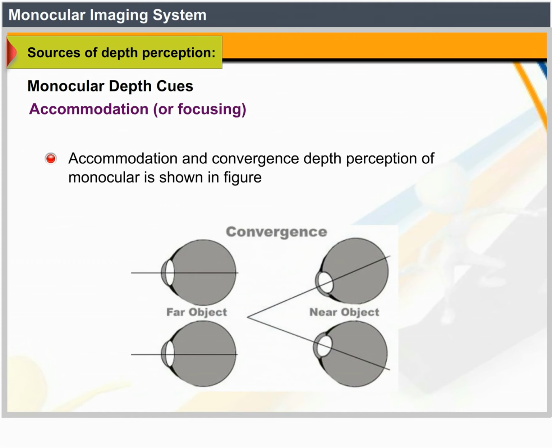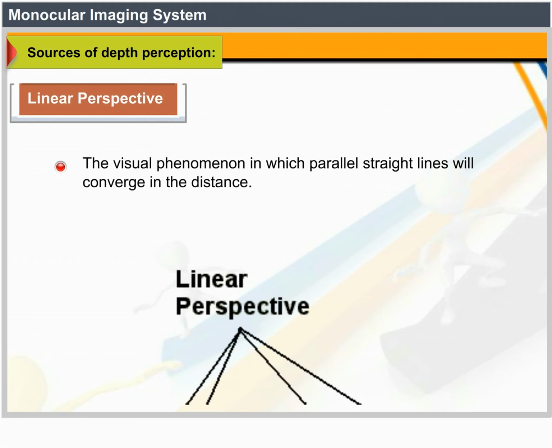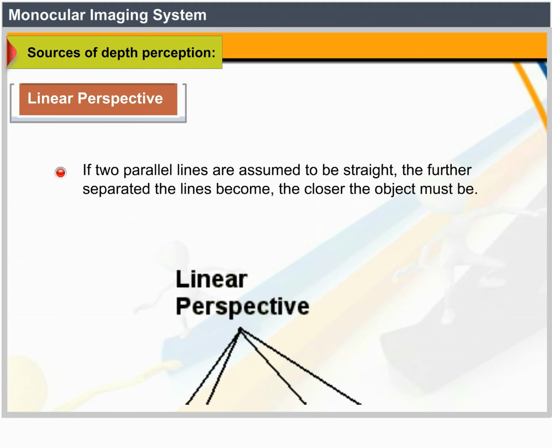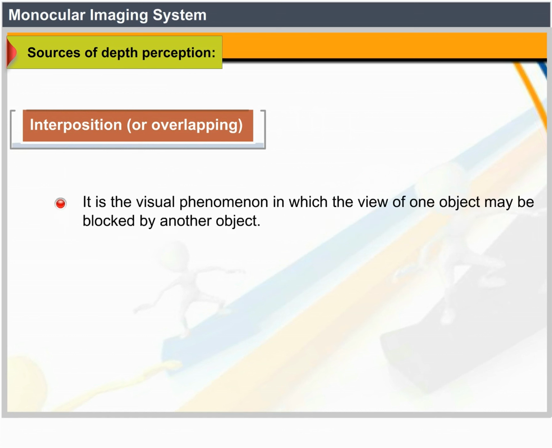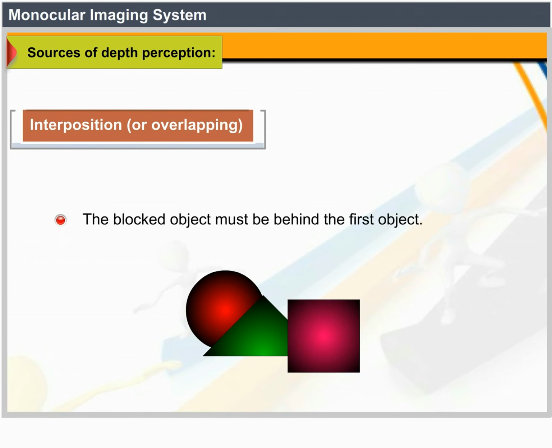Linear perspective. The visual phenomenon in which parallel straight lines converge in the distance. If two parallel lines are assumed to be straight, then the further separated the lines become, the closer the object must be. Interposition, or overlapping. It is the visual phenomenon in which the view of one object may be blocked by another object. The object being blocked must be behind the first object.